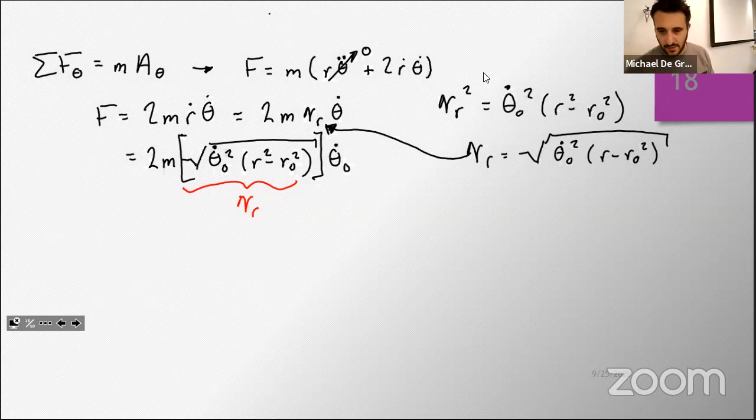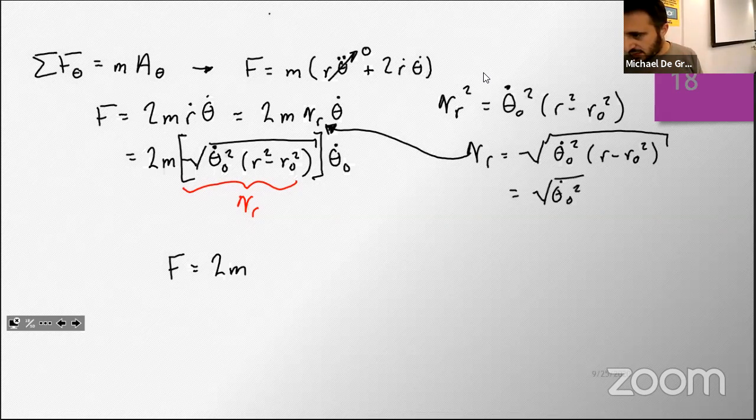Okay, so we're basically done, except that there's one more thing we can do here. What's the square root of something? Well, the square root of this v sub r term, can't I break this down as the square root of theta dot naught squared times the square root of r squared minus r naught squared? These two things are squared in here. Can I break that down like that?